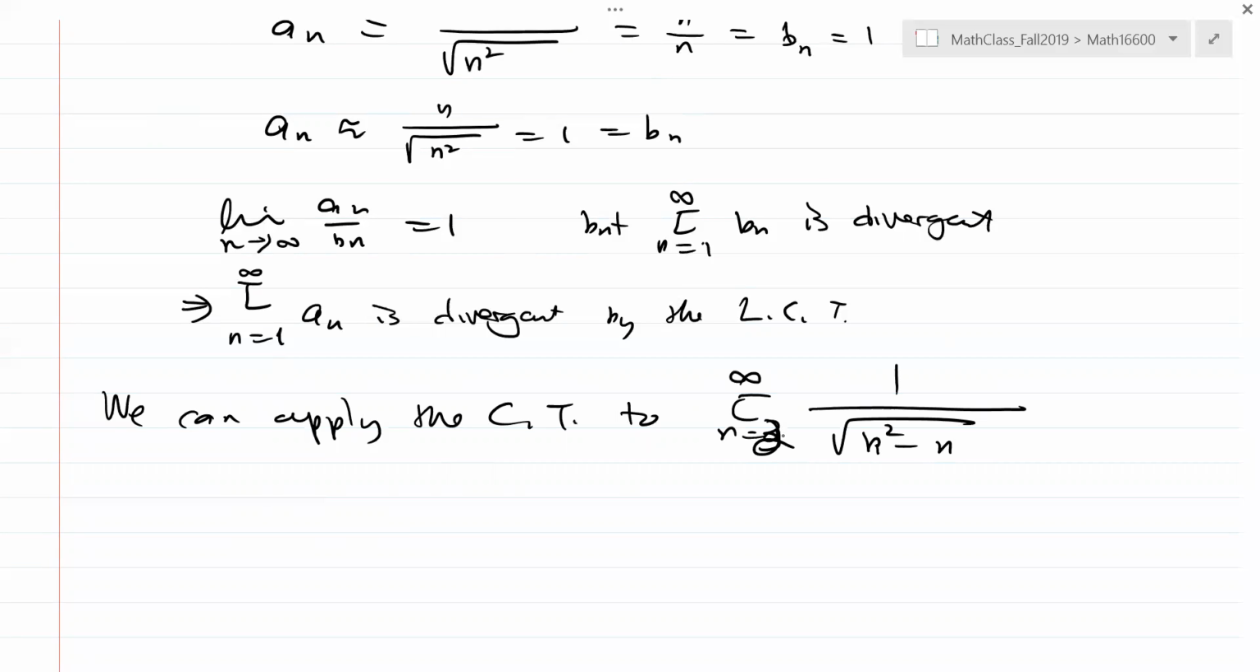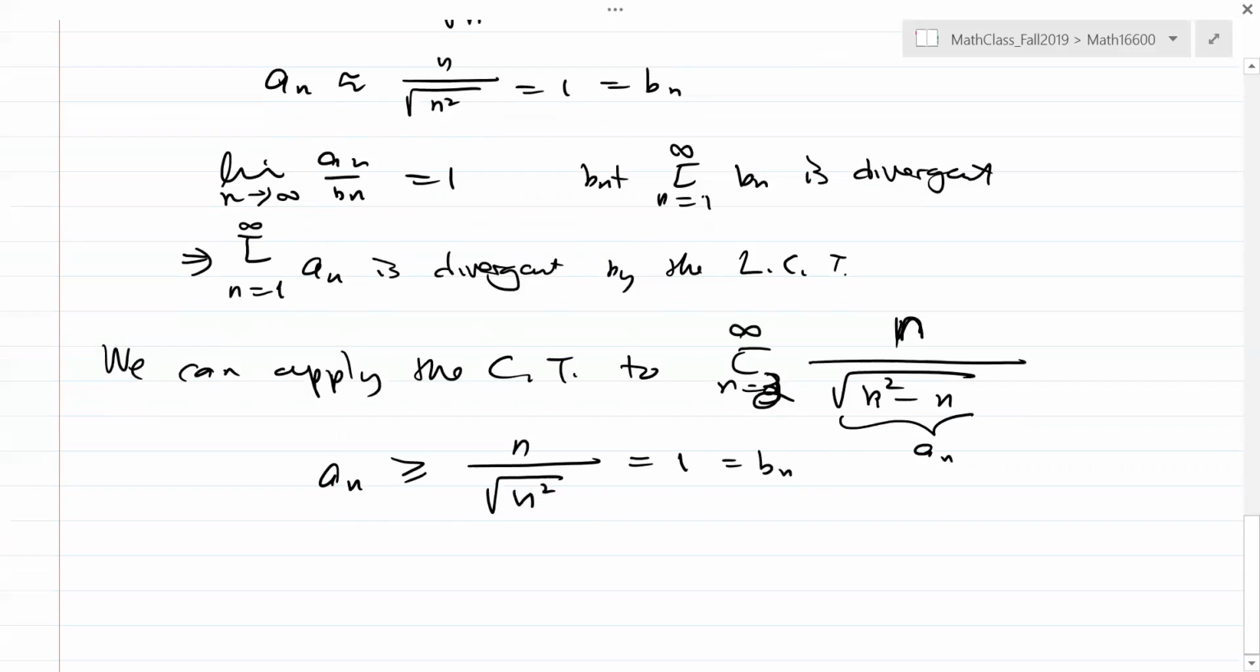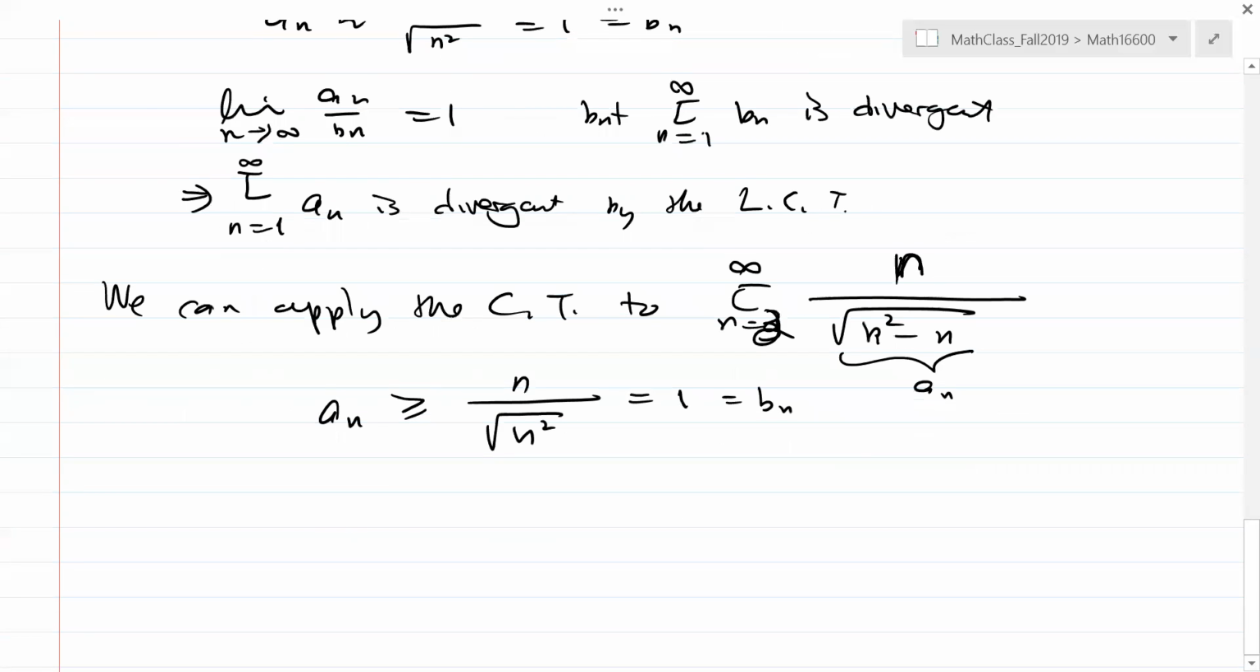The reason is this a_n is greater than, sorry, it's n here. This a_n is greater than or equal to n over n squared, and that is 1 over n, that's b_n. So the right hand side is divergent, which implies the left hand side is divergent. Okay? Then you see, this side is infinity, which implies the left hand side is infinity.